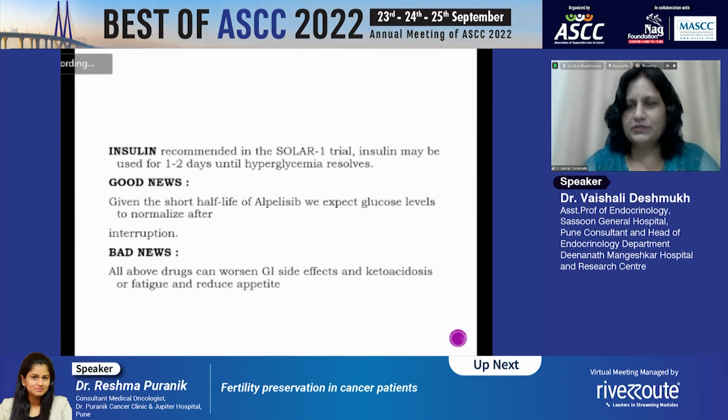So insulin is recommended in all morbid patients and complicated patients, especially where LFTs are deranged and GI side effects are there. The good news is that given the short half-life of alpelisib, we expect glucose levels to normalize immediately after interruption. Bad news is that all above drugs can worsen GI side effects, GU side effects, liver dysfunction, ketoacidosis or fatigue, and reduce appetite. So if you have a patient who's not eating well or is losing weight, there's a high chance that weight loss will worsen in these patients.